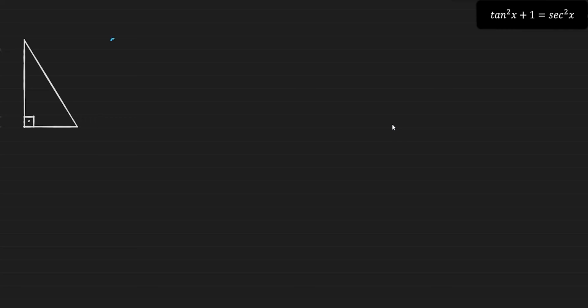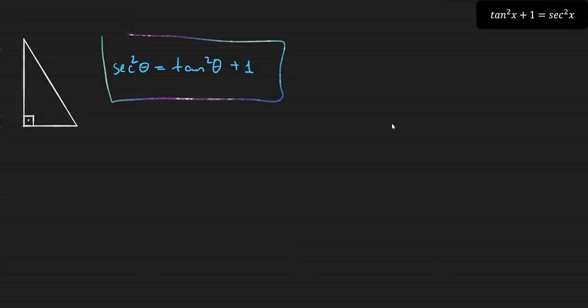Now that we've proved that sine theta squared plus cosine theta squared equals 1, we can use the same method to prove that secant theta squared equals tangent theta squared plus 1. And so to prove this, we're going to use the same thing that we did in the last video. So to do that, we're going to say this side is A, this side is B, and this side is C. And we're going to take this angle to be theta.